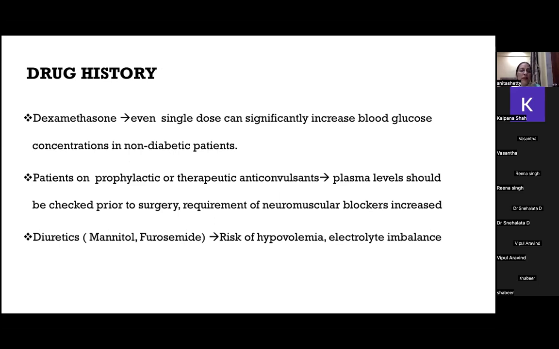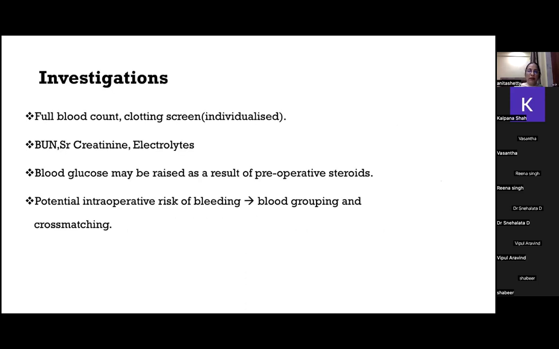Dexamethasone is usually administered for tumor-associated vasogenic edema, but one must keep in mind that even a single dose can significantly increase the blood glucose concentration even in non-diabetic patients. Patients who are on prophylactic or therapeutic anticonvulsants, the plasma levels should be checked prior to surgery. Otherwise, if the levels are reduced, there can be chances of perioperative seizures, and also the requirement of neuromuscular blockers is increased. Patients on diuretics like mannitol and furosemide, there can be risk of hypovolemia and electrolyte imbalance.